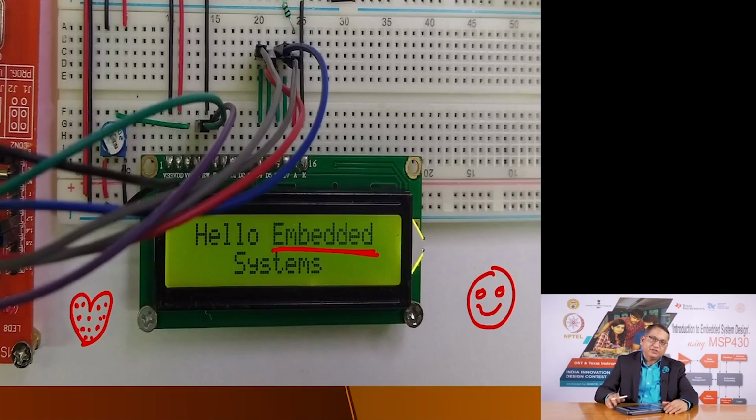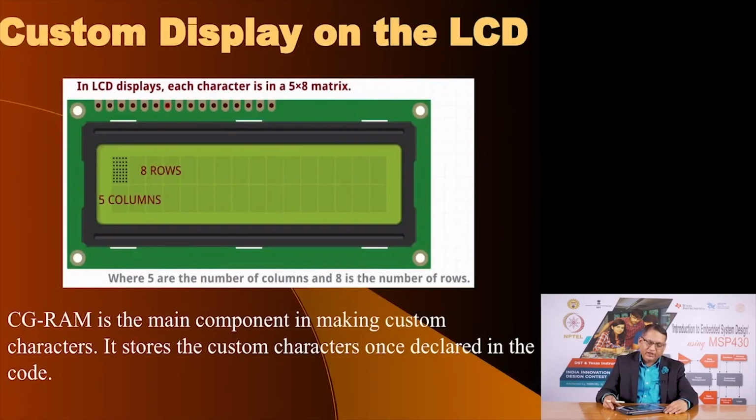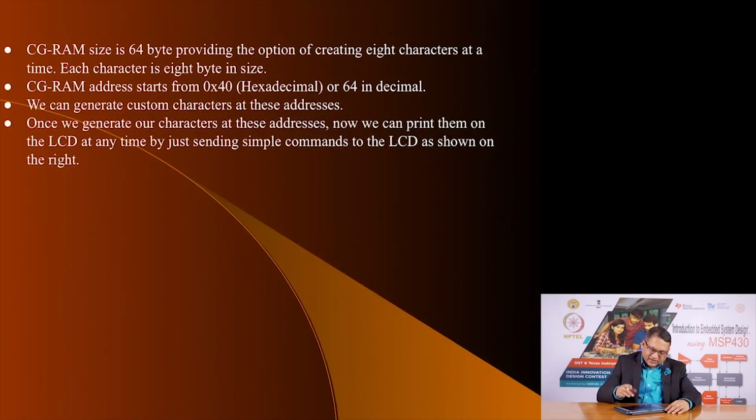So, in the second part of this code we are going to show how we can create custom characters, store them in the memory of the LCD and then invoke them and tell the LCD controller to display them. The information can be stored in a RAM that is available on the LCD, that is called custom graphics RAM, and that size is 64 bytes. For each character you are getting 8 bytes.